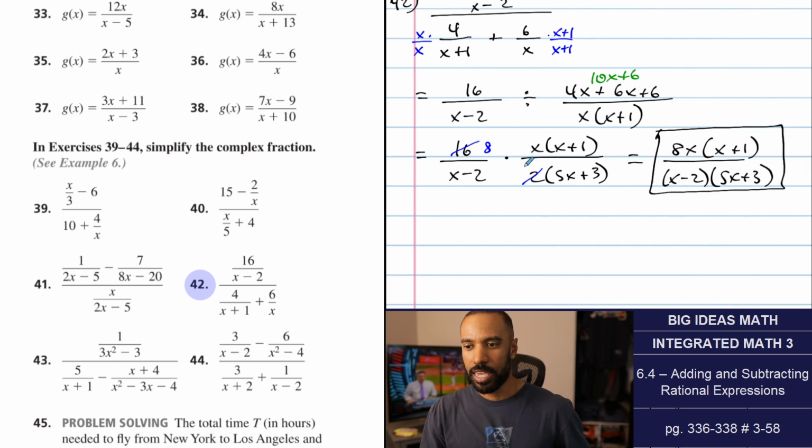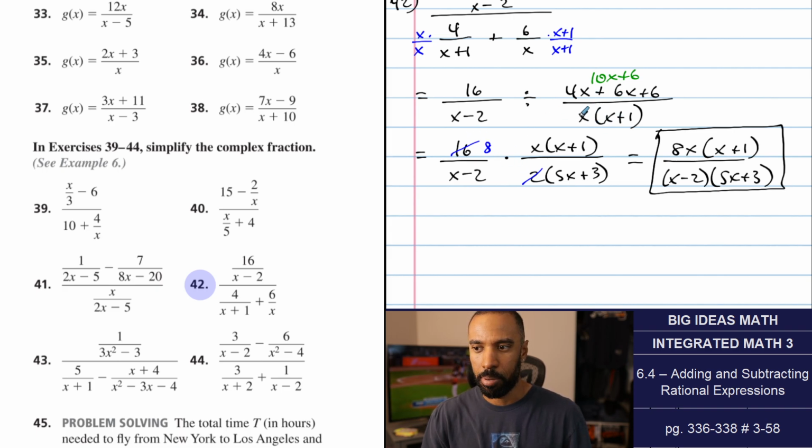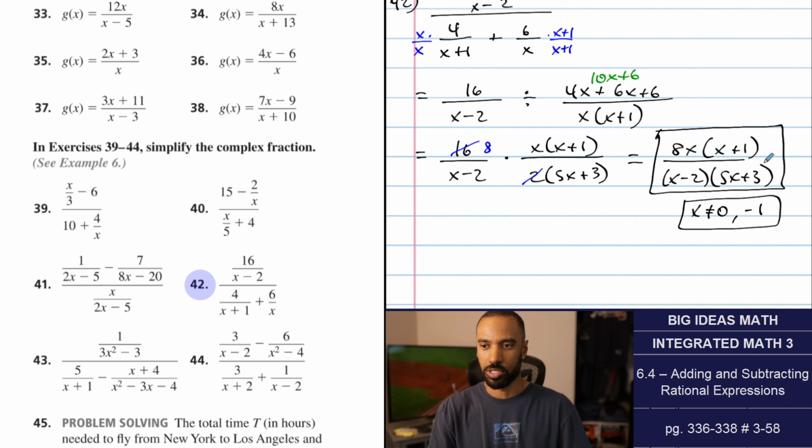Now, nothing canceled here to list any issues from that, but from here, these were in the denominator. X can't equal 0, x can't equal -1. Those are two of the restrictions there. Exclusions, if you will.